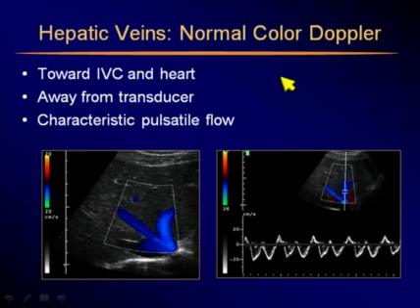Now let's look at the hepatic veins. Normally, the hepatic veins drain towards the heart. That's why they're registered here in blue, away from the transducer. And on the spectral, they are also registered away, usually below the baseline, where we have systole and diastole, but we have flow above the baseline when we have the atrial kick. So we have systole, diastole, kick, systole, diastole, kick.